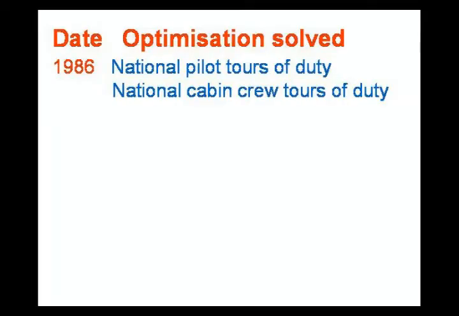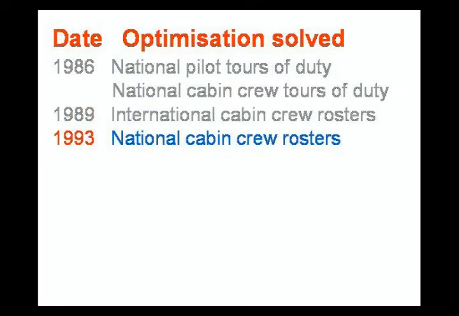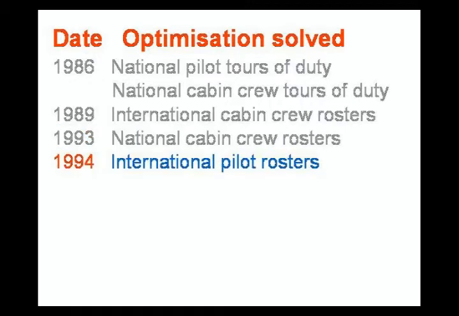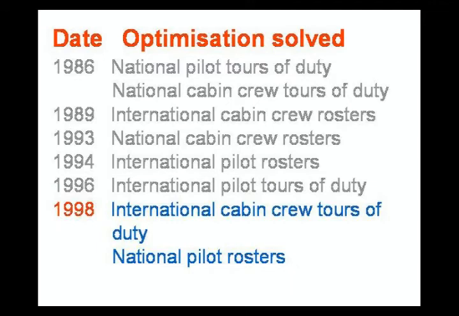Between 1986 and 1999, 8 different optimisation-based systems were developed to cover all aspects of Air New Zealand crew scheduling. Tour of duty and rostering problems were solved separately for pilots, flight attendants and flight engineers, both domestic and international, so there are 5 different crew groups with 2 different sets of problems.